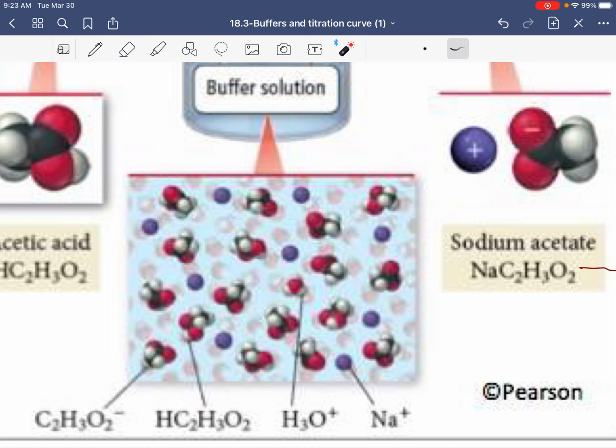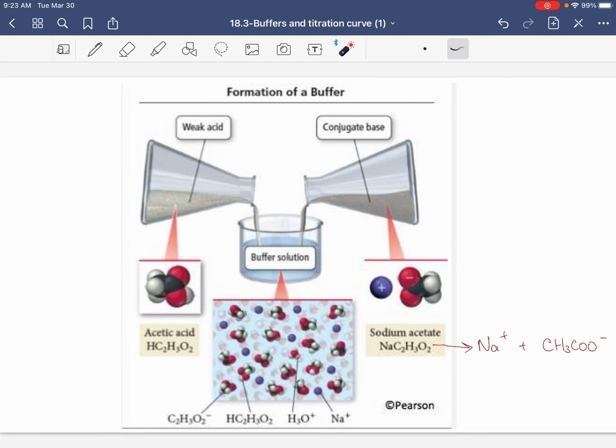So you can see that this buffer solution made out of acetic acid and sodium acetate is going to be slightly acidic. That's just the way it is. So this is known as an acid buffer. The question is, is there a base buffer? Can you make a buffer that is slightly basic?